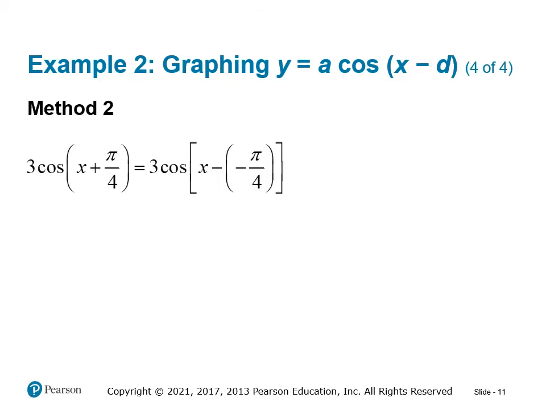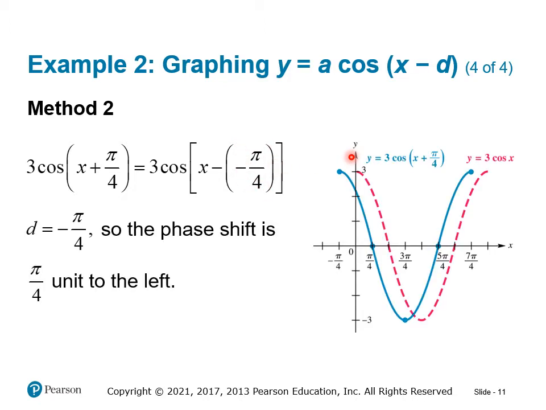All right, let's try one that's a little bit more involved. 3 times the cosine of x plus pi over 4. Here you can see they've rewritten this problem so that it actually fits the model, so that the argument is always in minus form. So we get x minus a negative pi over 4, and then we can see why we shift to the negative direction, because the phase shift, d, is equal to negative pi over 4.